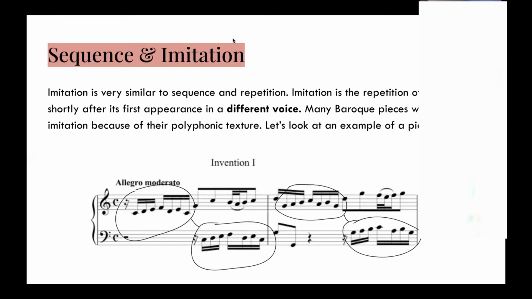So let's look at this example of a piece by Bach. So as you can see here, the first circle is the first melody, and then you go down to the second voice in the bass clef and you find the melody repeated, just in a different voice.